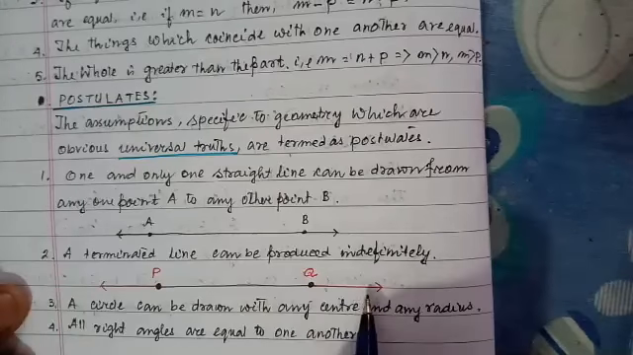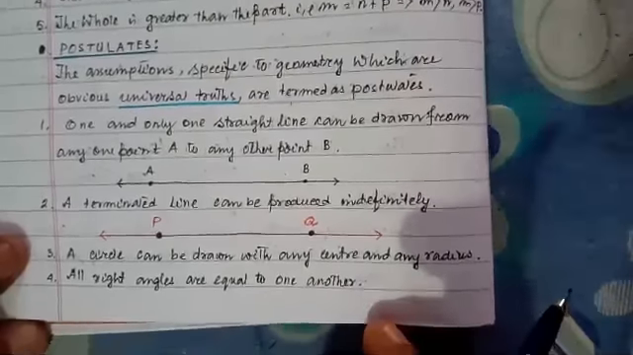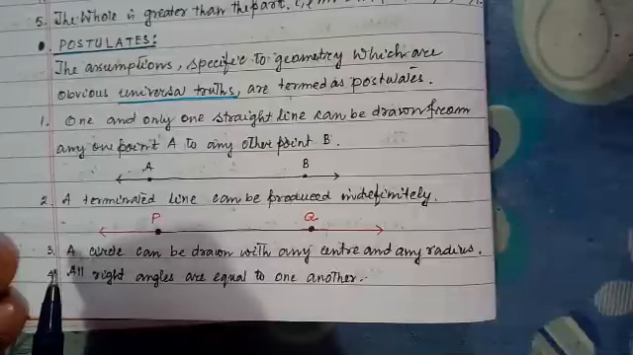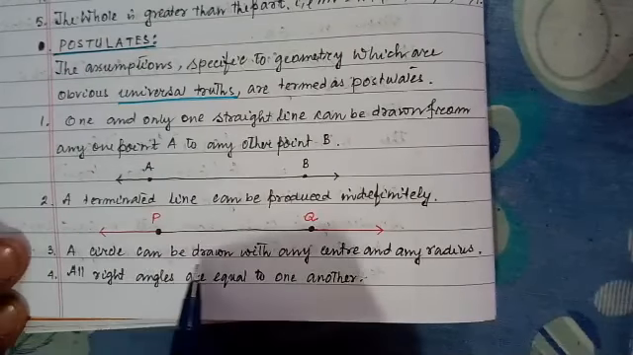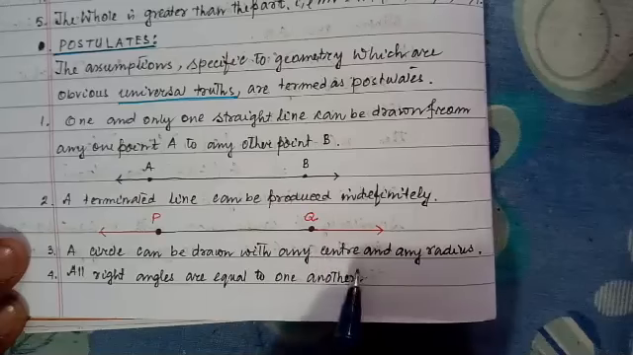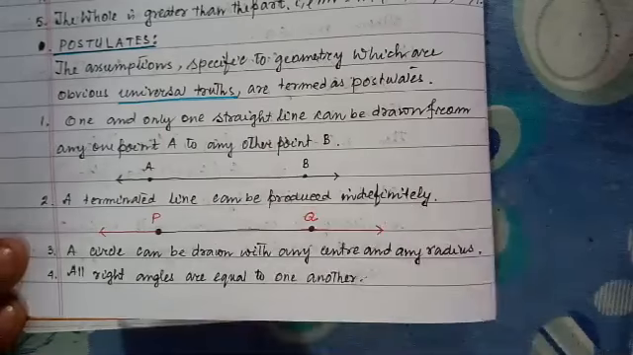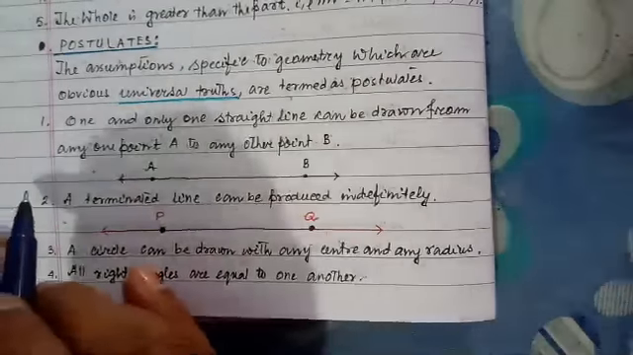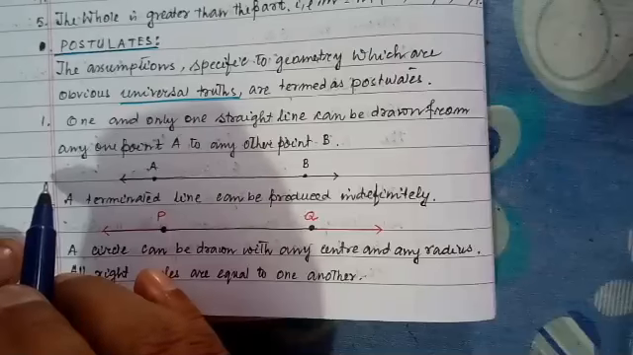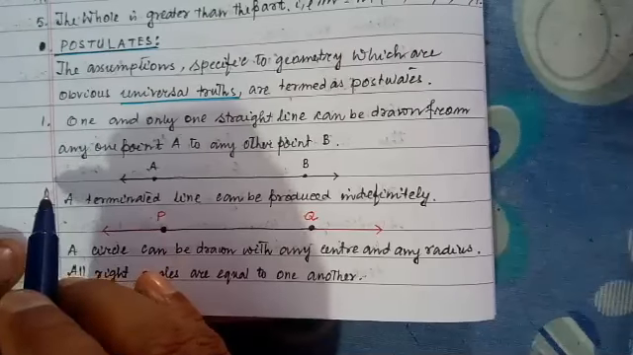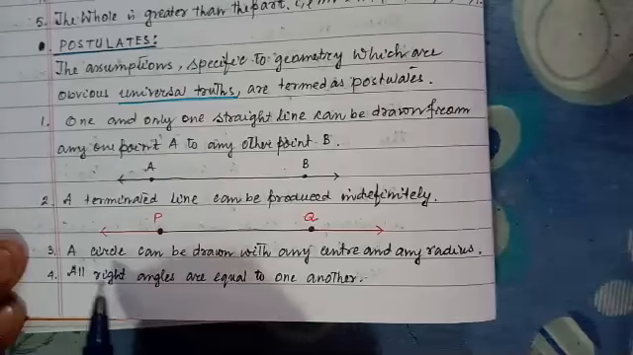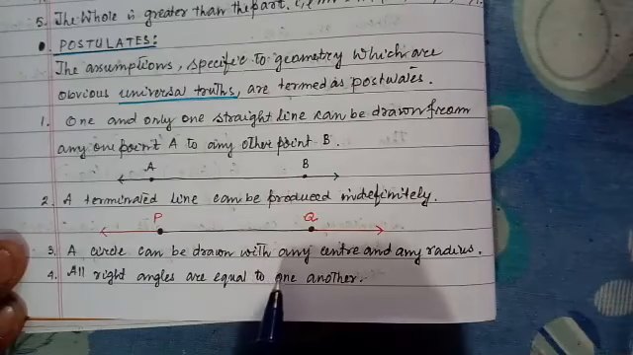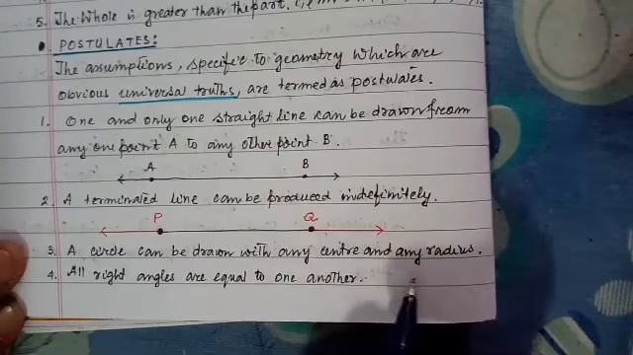Okay. Now there is the third postulate. A circle can be drawn with any center and any radius. If you want to draw a circle here, you can do this. Take this one as the center and with any radius you can draw the circle. So a circle can be drawn with any center and any radius.